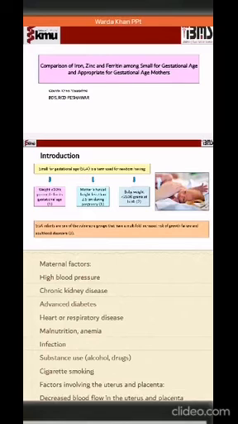I'm Varda, and the topic of my presentation today is a comparison of iron, zinc, and ferritin among small for gestational age and appropriate for gestational age mothers.